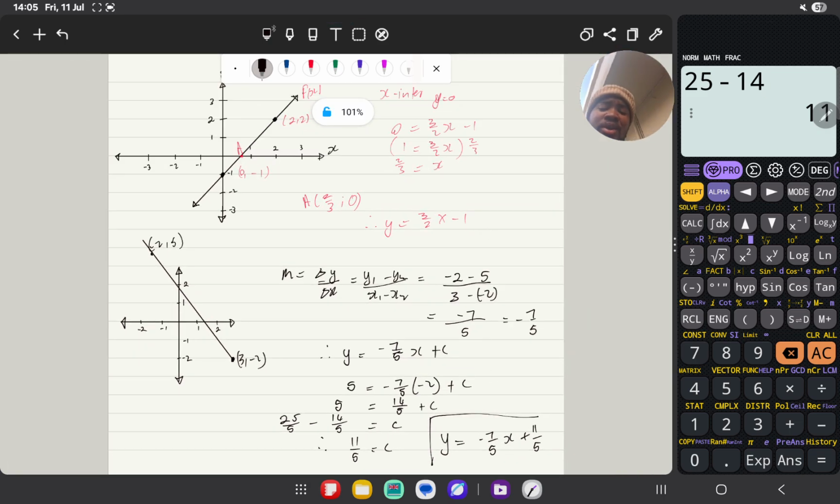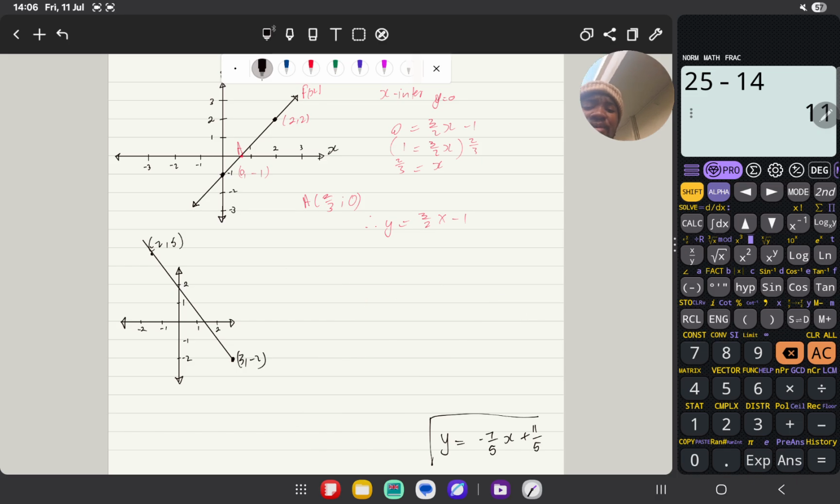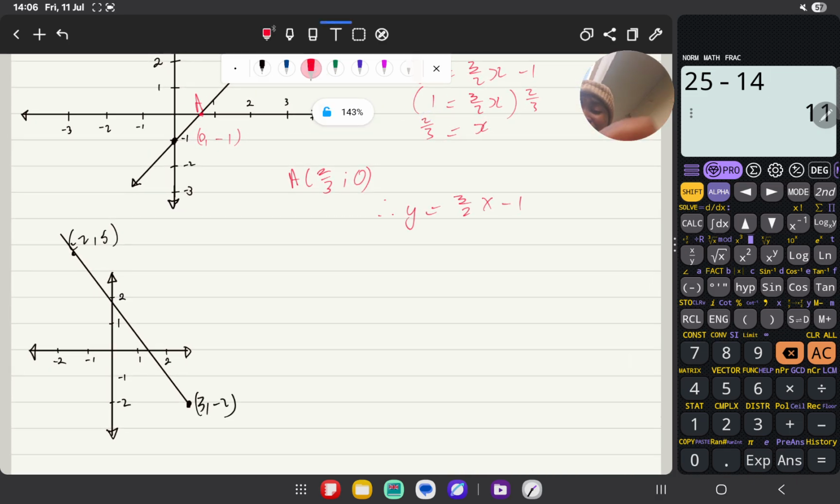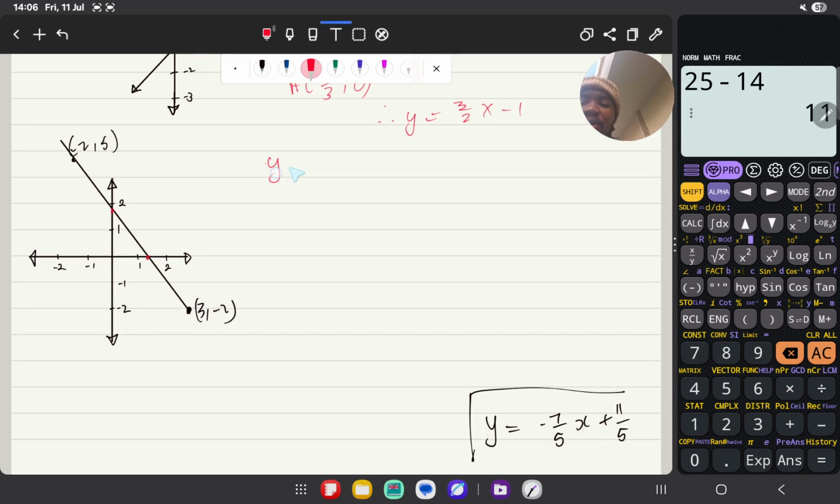Yeah, 11 over 5. And of course, now say they ask, okay, chief, can you find us our x-intercept and y-intercept here? Because yes, we see them. This is your y-intercept, this is your x-intercept, but we don't know the value. So you take your function, y-intercept, x equals 0. Therefore y equals minus 7 over 5 times 0 plus 11 over 5, and therefore the answer is 11 over 5.